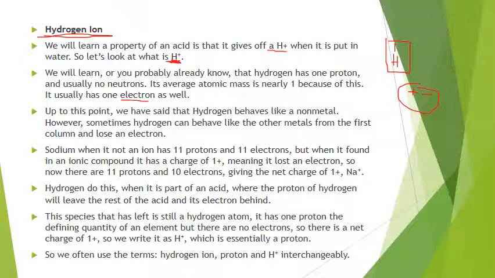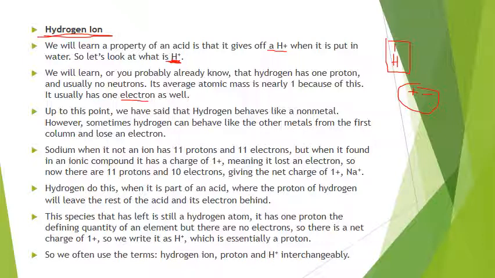Up to this point, we said that hydrogen behaves like a nonmetal, like when we talked about covalent compounds. However, sometimes hydrogen can behave like the other metals in the first column. Notice where it is in the periodic table. It's in the first column. And sometimes it actually can lose electrons, just like sodium, lithium, and so forth.